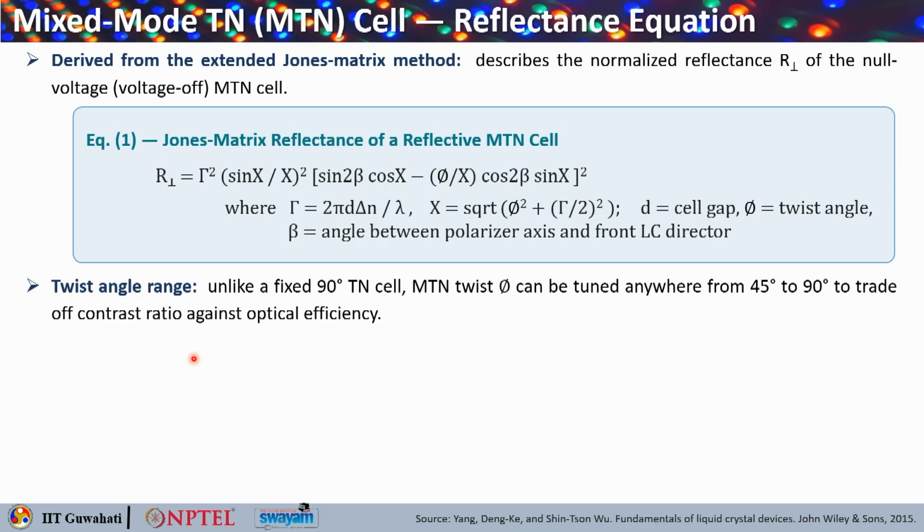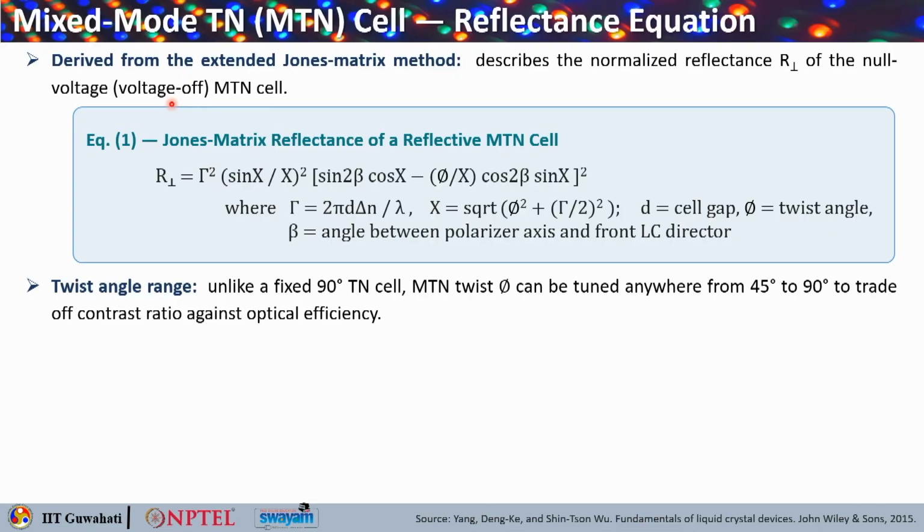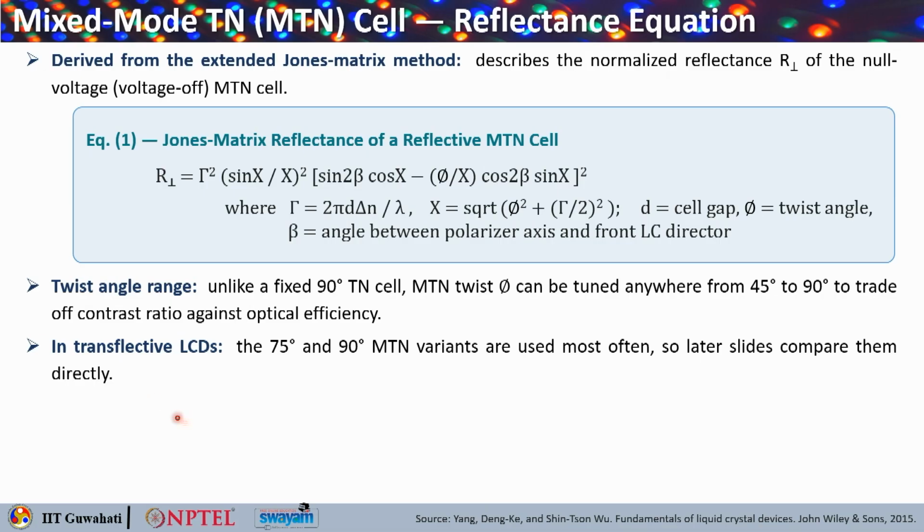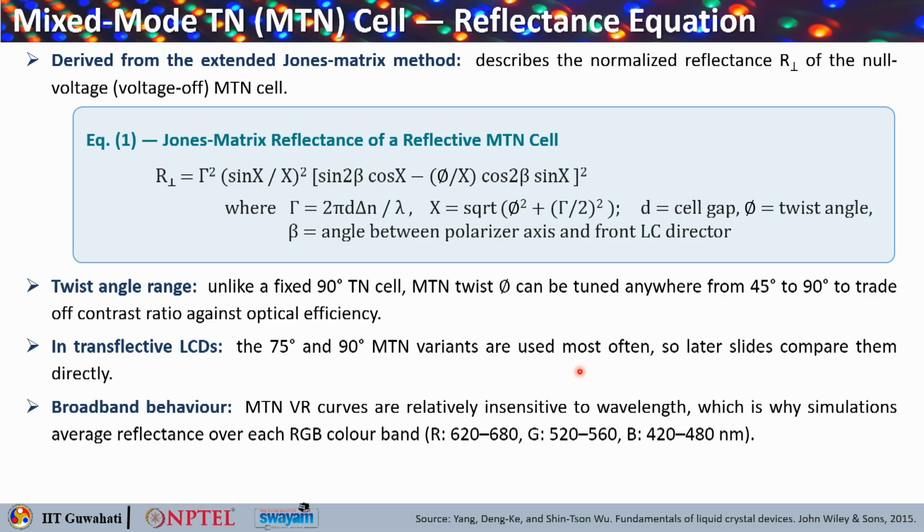So, what is the twist angle range? Unlike the fixed 90 degree twisted nematic cell, this mixed mode twisted nematic can twist anywhere, it can be tuned between 45 degree to 90 degree to trade off the contrast ratio against optical efficiency. So, in transflective LCDs typically the 75 degree and 90 degree MTN variants are commonly used. We will compare those in the later slides.